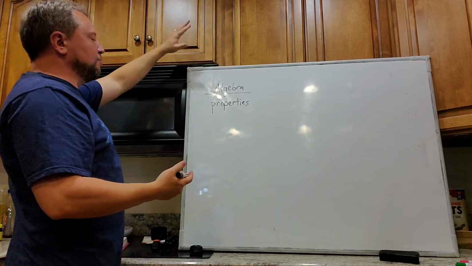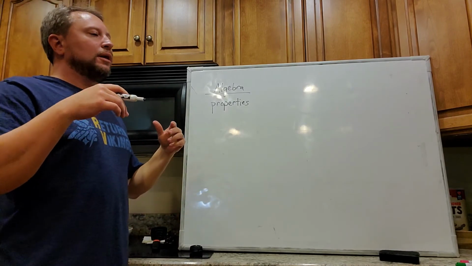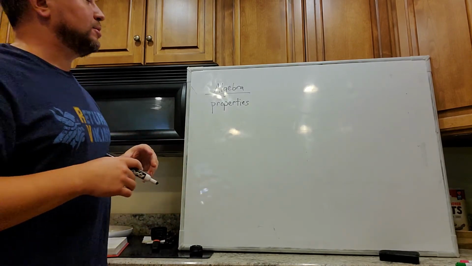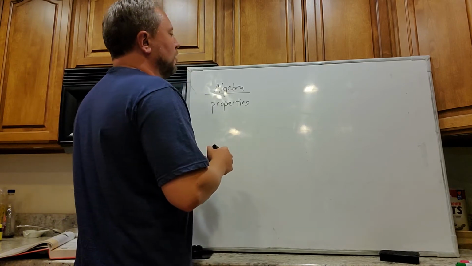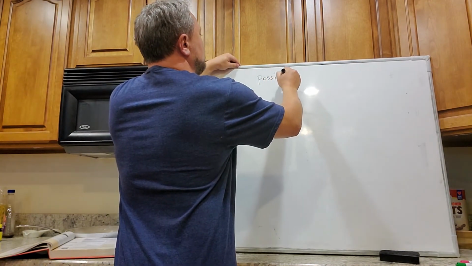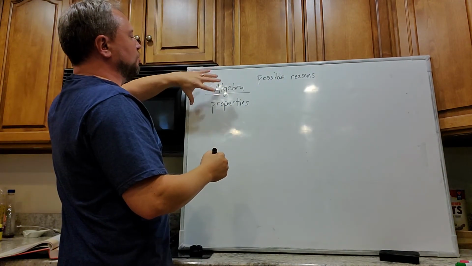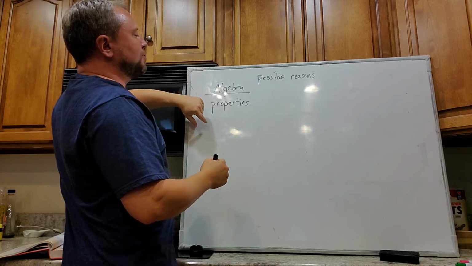Okay, all that big list of properties I gave you, distributive, substitution, addition, multiplication, division, all that stuff. These are possible reasons that you would see on a proof. For algebra, it's just the properties.